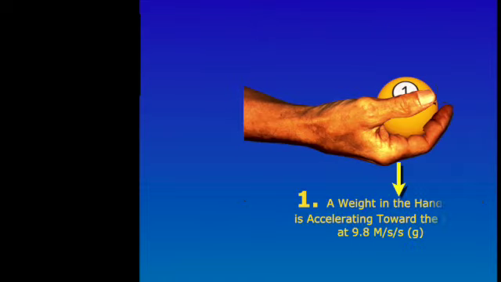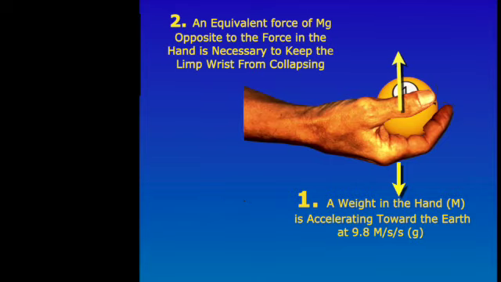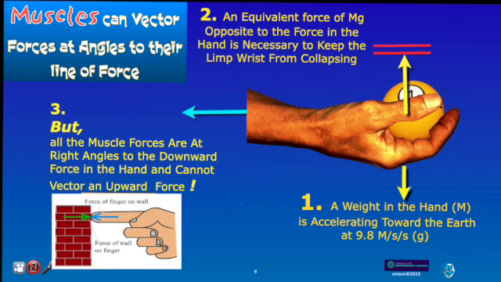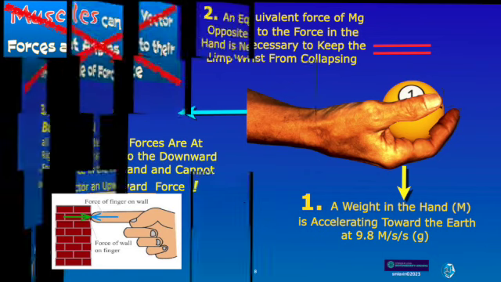Hold a weight in your outstretched hand. To keep the sloppy wrist joint from falling over, you need an equal and opposite force pushing up. But all the wrist flexors are at right angles to the gravitational pull on the ball and the weight of the hand, and there's zero chance of the muscles stiffening the wrist enough so it doesn't flap over.